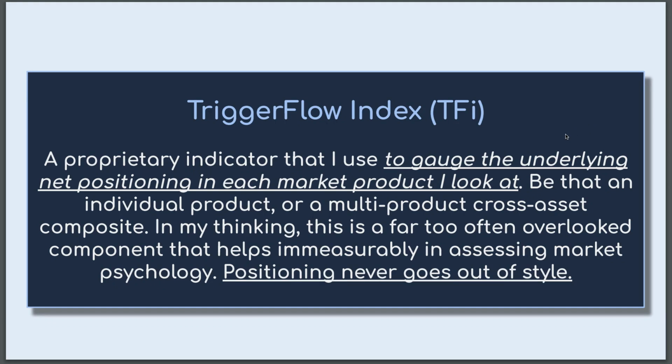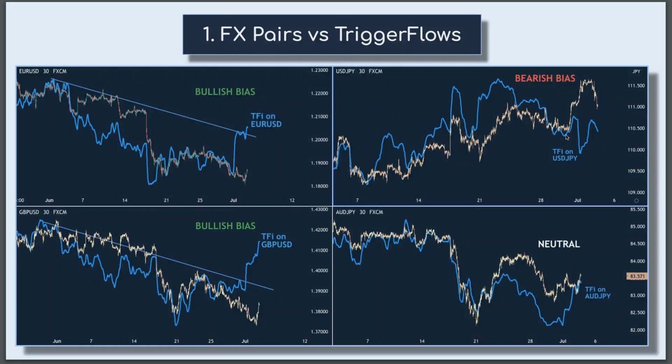as well. So without any further ado, let's have a look-see at the TFIs for the three major asset groups that I cover. Starting off in the FX world, I have these four FX pairs versus their respective TriggerFlows. We have the Euro-US, we've got sterling, we've got dollar-yen, and we've got a nice poster reflation currency pair, Aussie-yen. And as you can see, the blue lines are all their respective TriggerFlows. And these are 30 minutes, so it's reasonably long, but not terribly long.